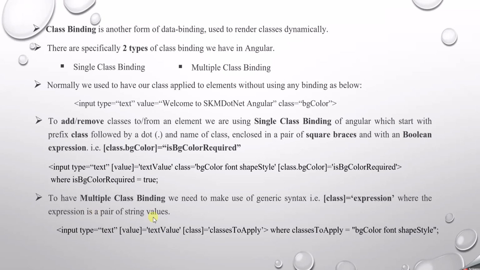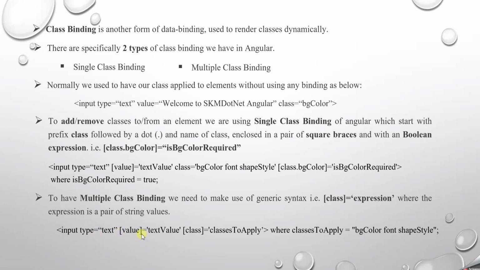It's called multiple class binding, and let's see how it works. Multiple class binding again works with the class, which is decorated with the square braces, but the right side expression is a variable, and the variable keeps a record of the number of classes we have.